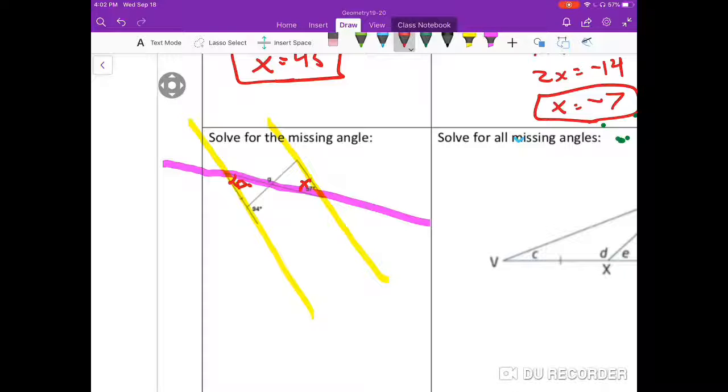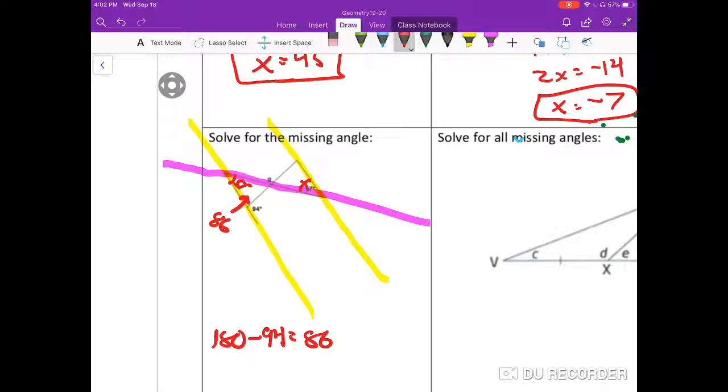All right, the other thing that I know, I apologize for this being so small by the way, is I know what this angle is because 94 and whatever that angle is make a linear pair. So I can actually do 180 minus 94 and get 86, which goes right here.